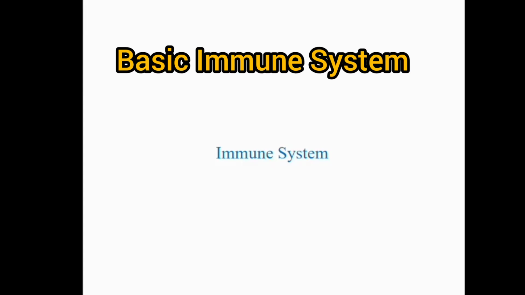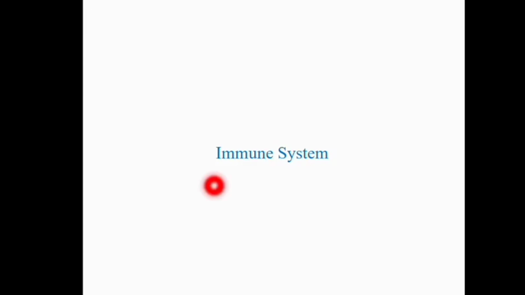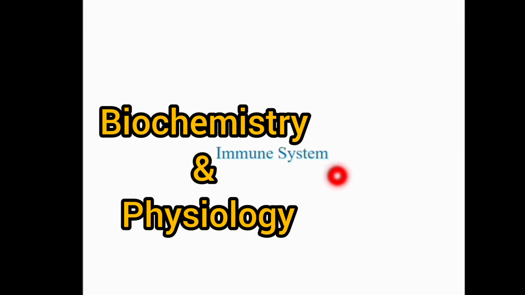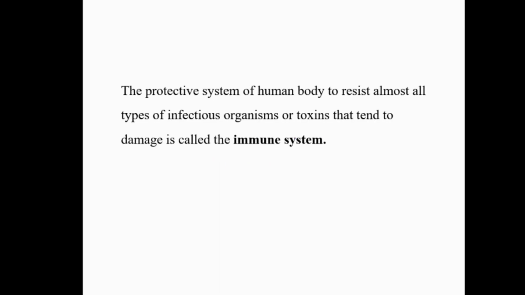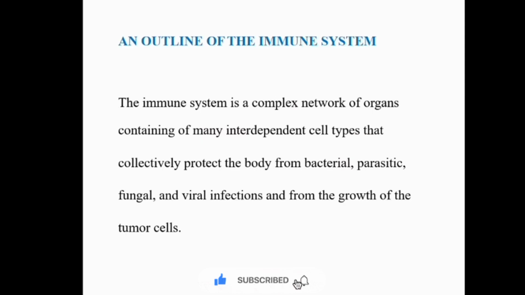In this video, I am going to discuss the immune system, the basic immune system in biochemistry and physiology. Then only you can go for the second year, third year. Then only you can learn about a lot of conditions in our body related to the immune system. What is the immune system? It is the protective system of the human body to resist almost all types of infectious organisms or toxins. Immune system means the basic protective mechanism in our body against infectious organisms and toxins.